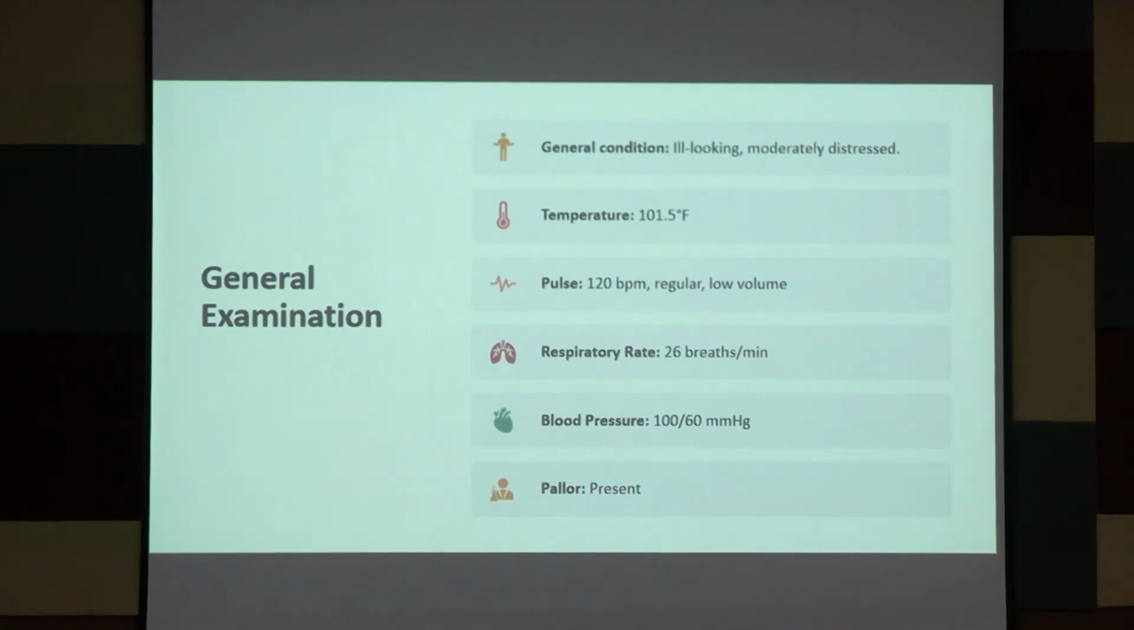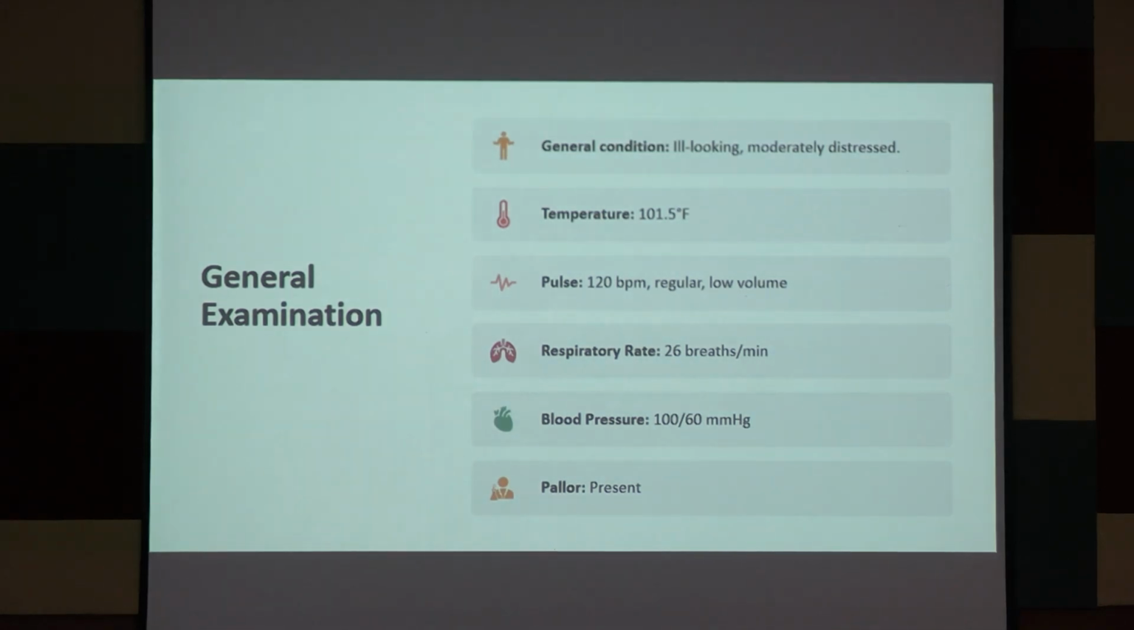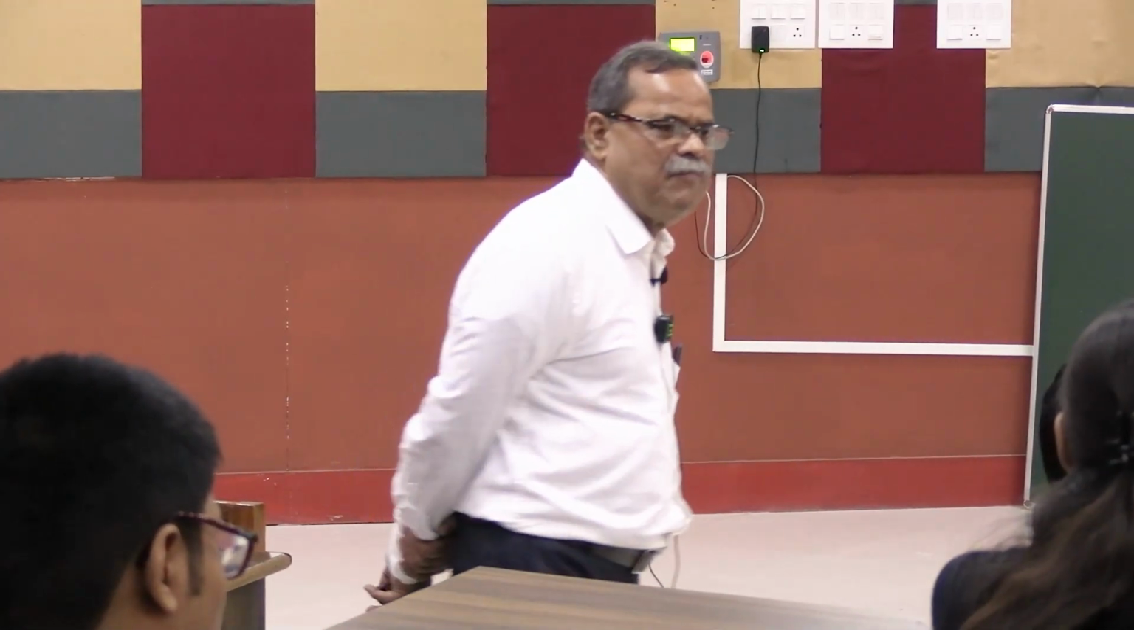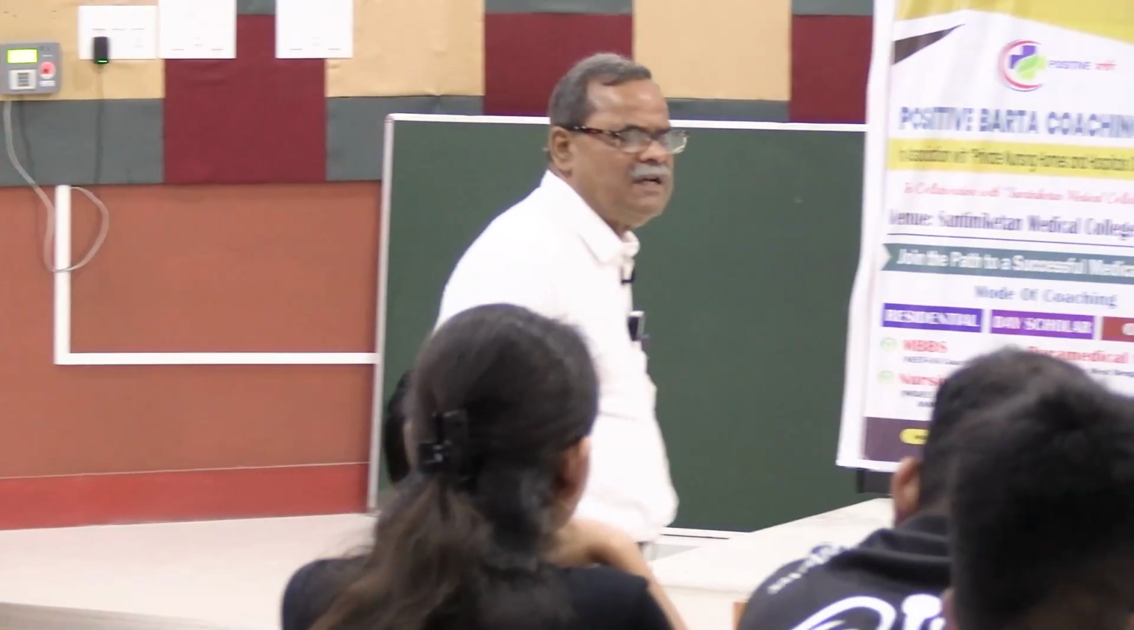Definitely, these are all expected. There will be tachycardia. You see the tachycardia is there. Pulse rate is 120 beats per minute and temperature is 101.5. So, per degree rise of temperature above normal body temperature, we usually expect the heart rate to increase by 10.